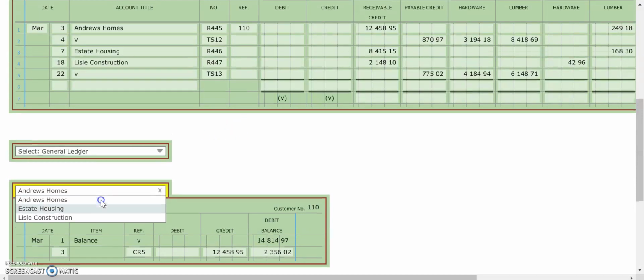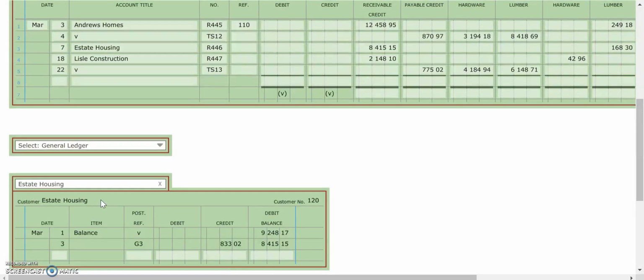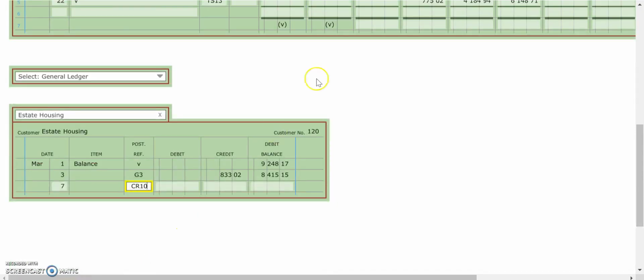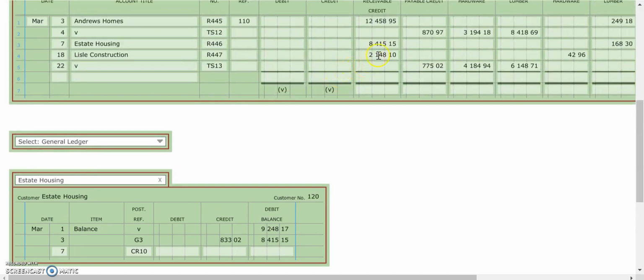Our next one is Estate Housing. So we'll open up Estate Housing here. And this is on the 7th. CR10. It is a credit of $8,415.15. And then again, we are subtracting, and if you notice here, it's going to bring the Estate Housing balance right down to 0. So we'll just plug 0 in, and then of course we come back up here and put 120.